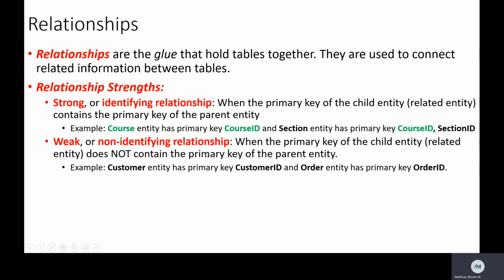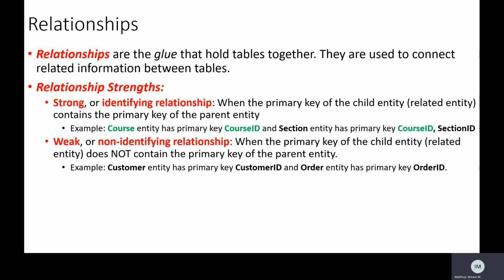Well, what would have been the case that made it a strong identifying relationship? If I tell you CSC 127 section 1. So now in the section table, I store a section ID like section 1, section 2, but in addition, I'm storing the course ID that this section is related to. So now the section table has a composite primary key. It has two columns that are the primary key. In that case, we would say that this relationship between the course table and the section table is a strong identifying relationship.